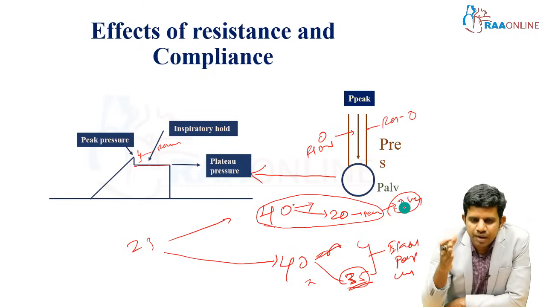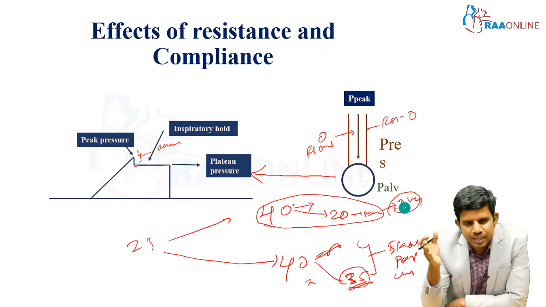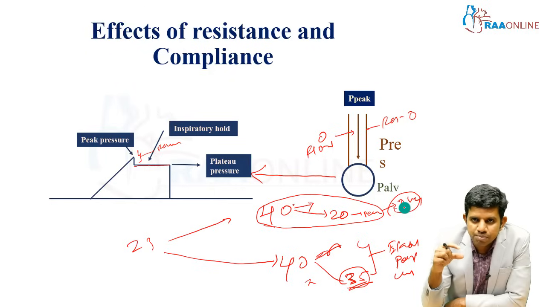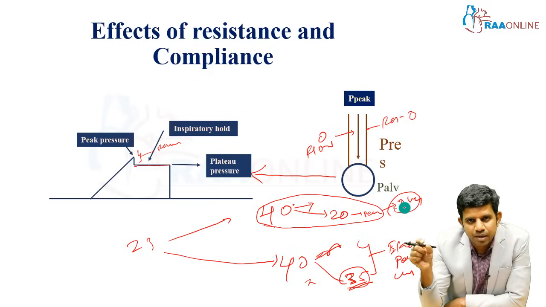So in the volume control mode, the high peak pressure may be elastance related or it may be resistance related. From the inspiratory hold, if there is a greater drop from the peak pressure to the plateau pressure, it means the reason for the peak pressure rise is high resistance. If there is not much drop from the peak pressure to the plateau pressure, it means the high peak pressure is because of poor compliance, which means high elastance.